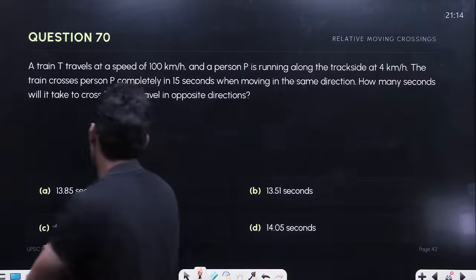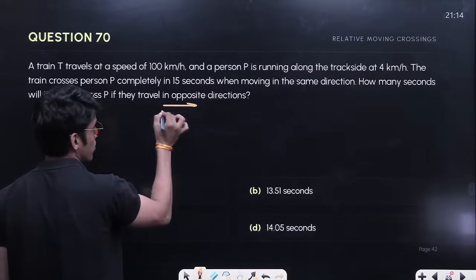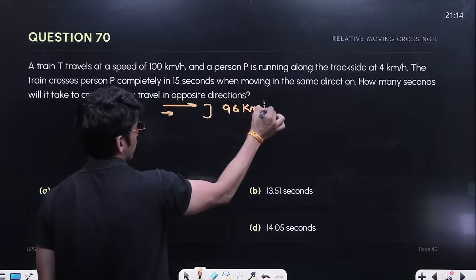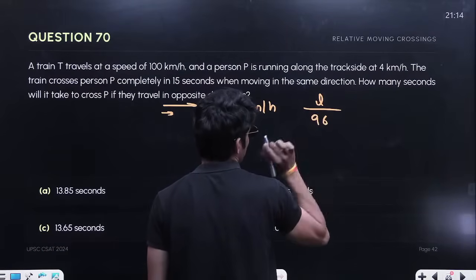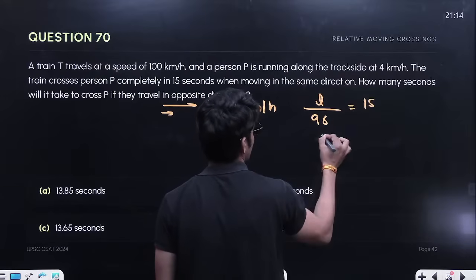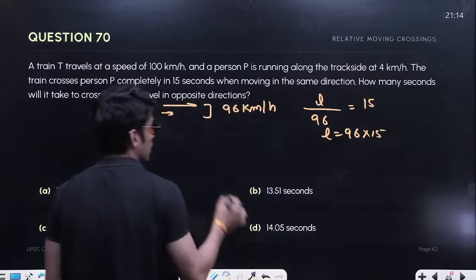This is a very simple problem. Again, concept of relative speed. When both of them are moving together, their relative speed becomes 96 km per hour. Right? So, L is the length of the train. This is the time they will take, which is actually equal to 15 seconds. Right?